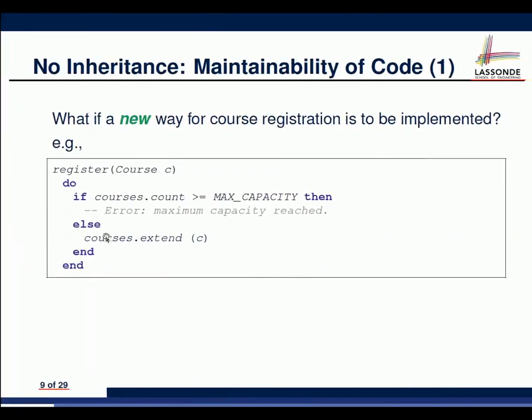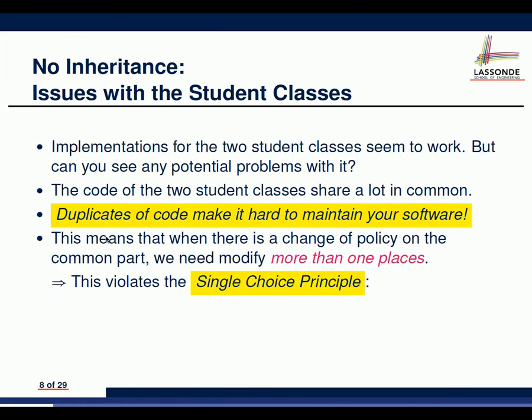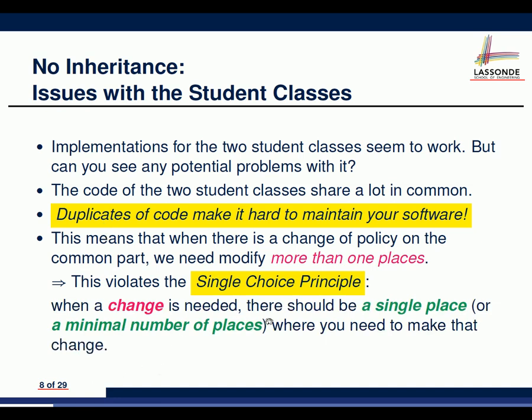Okay, if you go back here, single choice principle is like this. When there's a change needed, there should be only a single place or a minimal number of places. I would say in principle just single. But sometimes you may find good reason to have multiple places. But as long as you can argue that it's minimized, that's fine. Where you should make the change.